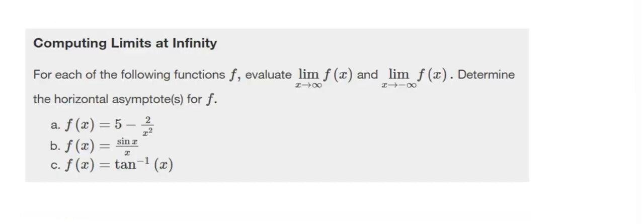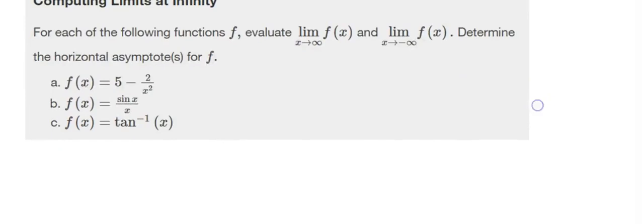And so we can apply those laws in circumstances where we allow x to approach infinity or negative infinity. Now let's take a look at this example, computing limits at infinity. We have 3 questions here, A, B, and C. For each of these questions, we're asked to evaluate the limit of f of x as x approaches infinity and the limit of f of x as x approaches negative infinity. And they want us to determine the horizontal asymptotes for these. Let's start off with part A.